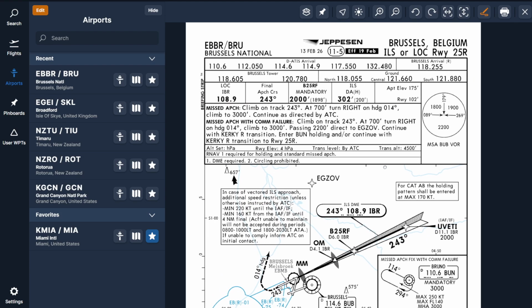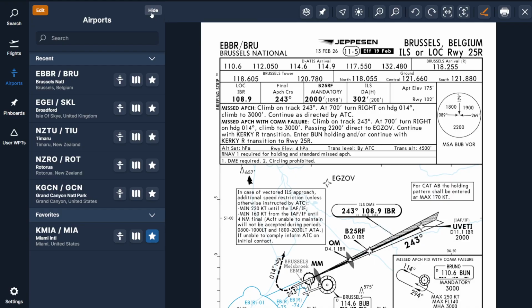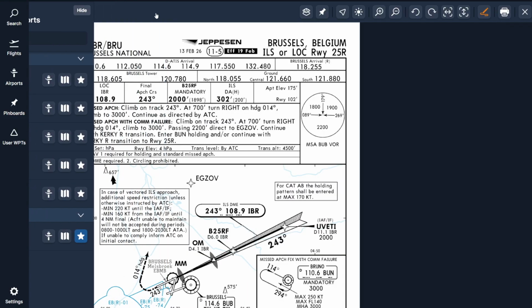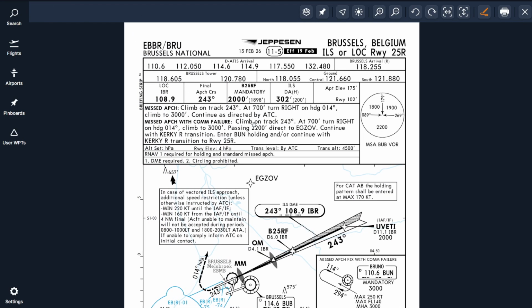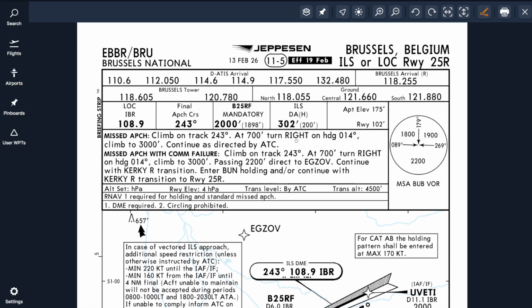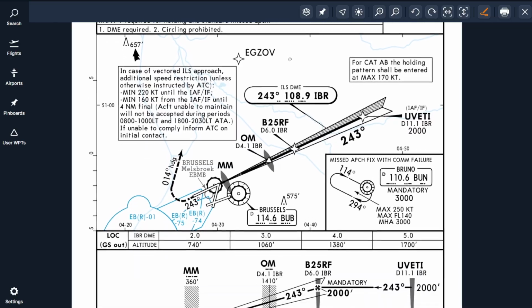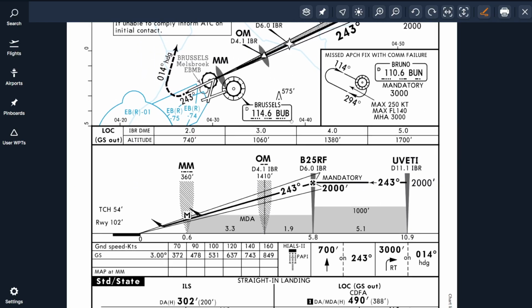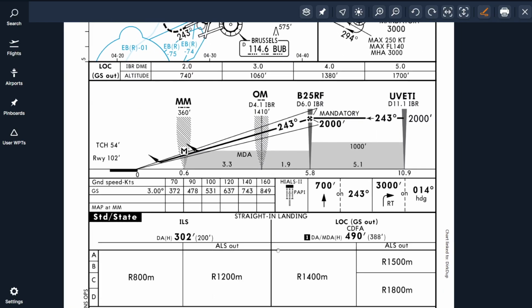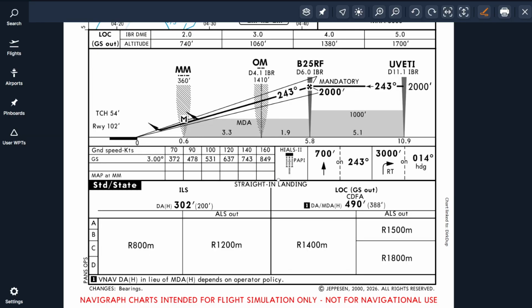In this video we are going to break down a real Jeppesen chart step by step using an ILS runway 25 right approach into Brussels airport. By the end of this video you will know how to brief an ILS approach just like a real world pilot. If you ever opened a Jeppesen chart and thought, where do I start?